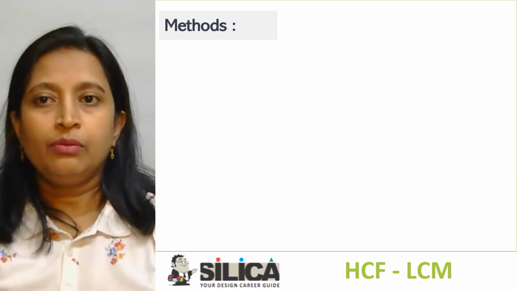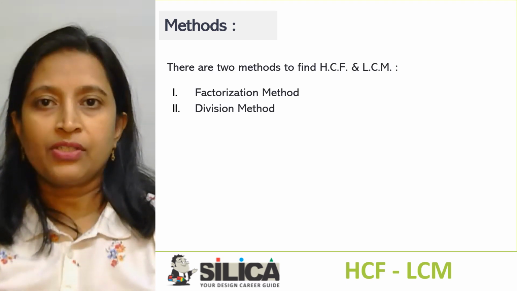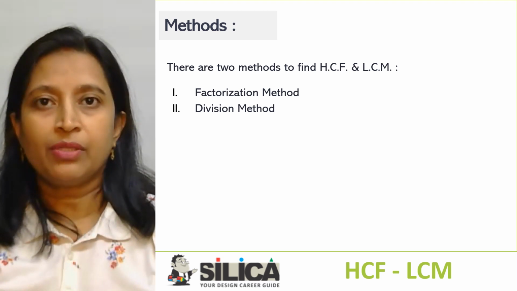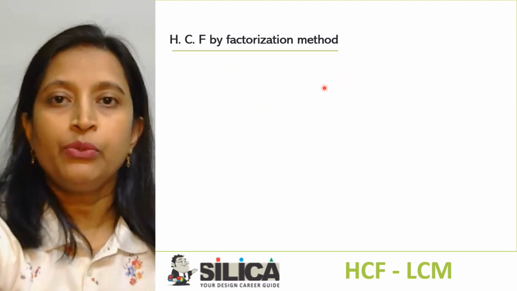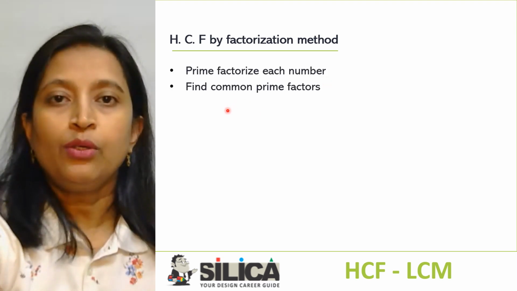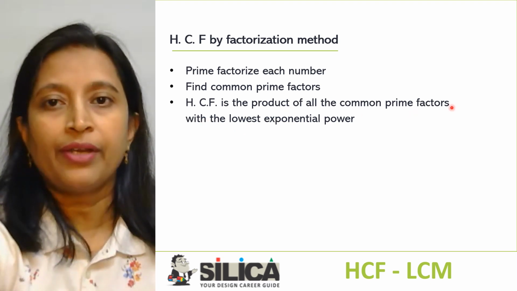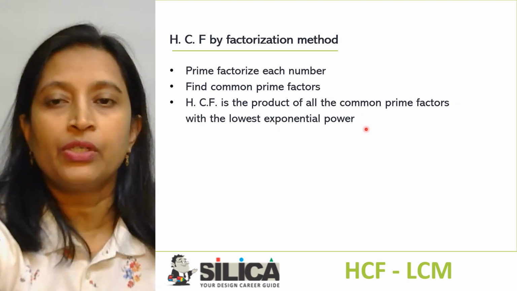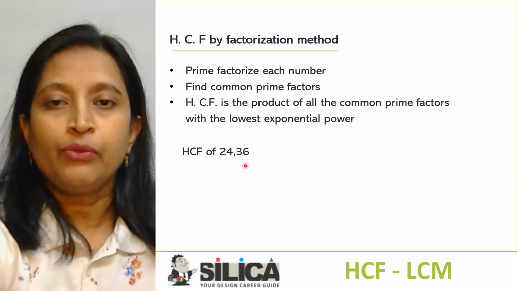There are two methods to find HCF and LCM. The first one is the factorization method and the second one is the division method. HCF by factorization method: first we prime factorize each number. Then we find the common prime factors, and HCF is the product of all the common prime factors with the lowest exponential power. Let me give you an example, 24 and 36.